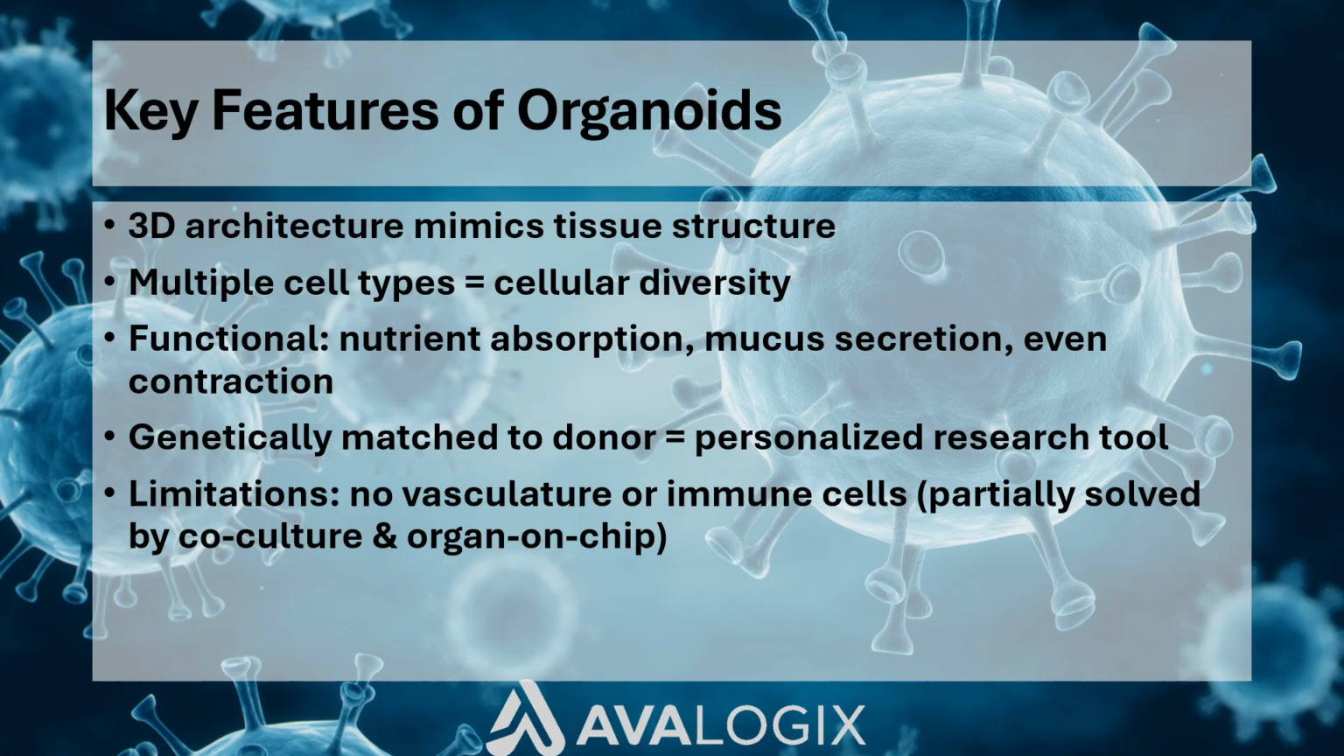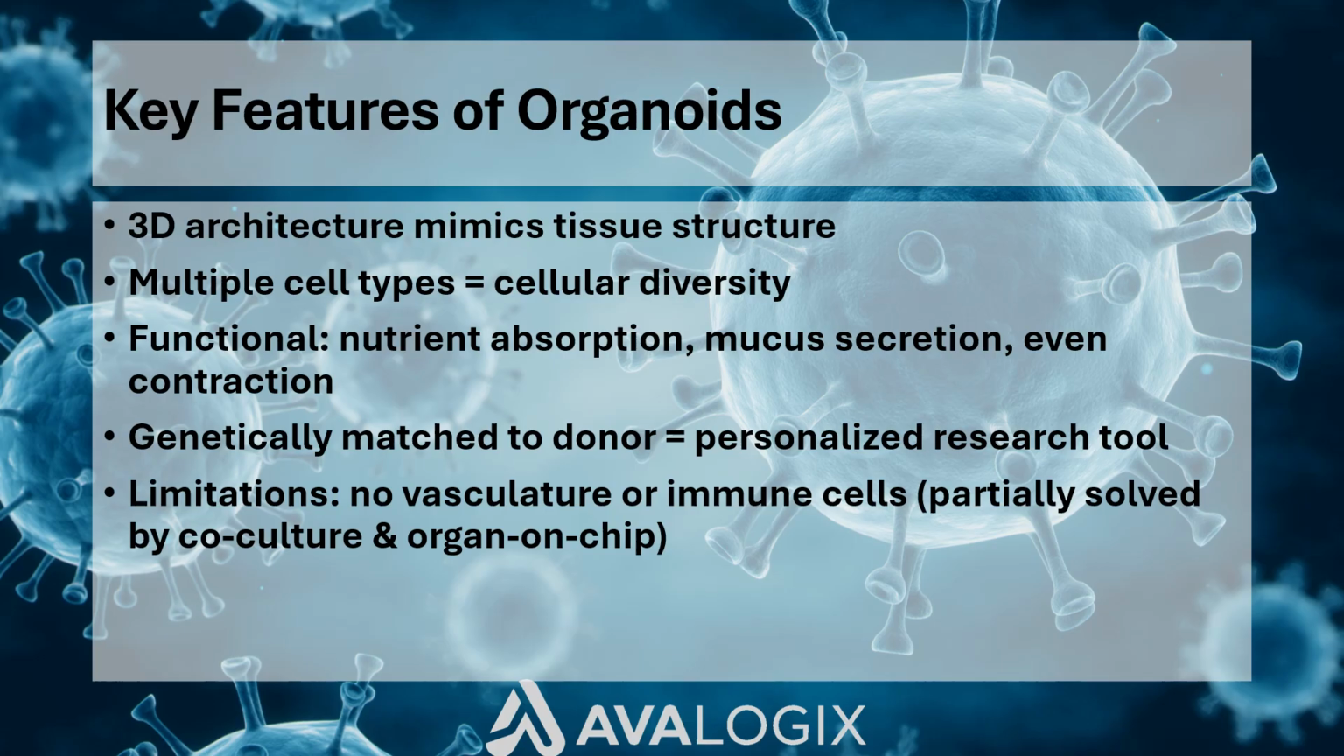Third, organoids are functionally active. Gut organoids can absorb nutrients, secrete mucus, and even exhibit rhythmic contractions similar to peristalsis. And finally, when derived from patients, say through iPSC reprogramming, these organoids are genetically identical to the donor. This opens up avenues for personalized medicine. Imagine testing how a patient's own colon responds to a probiotic or a drug, all without any invasive procedure.